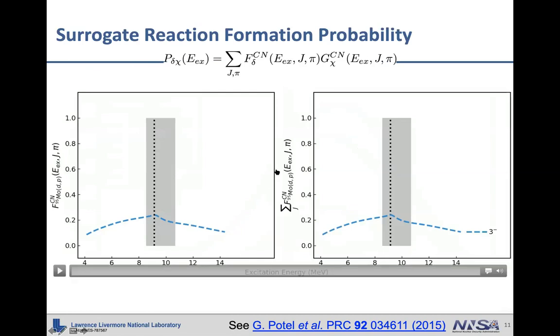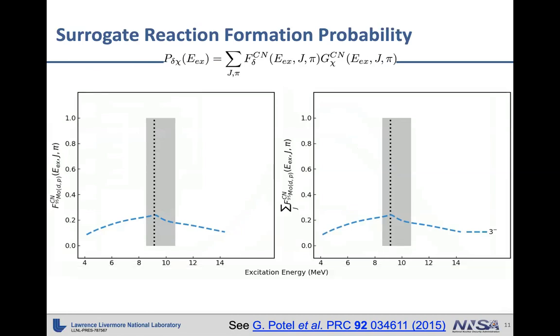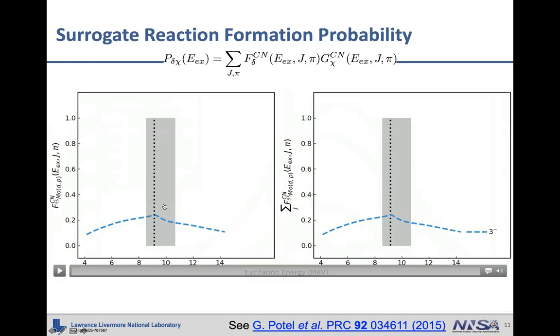You can also use this formalism to describe the formation probability for the entry spin distribution. So that's this quantity here and the equation that I showed you earlier. I'm going to show you a little movie here. Over on the left-hand panel, you see the individual contributions to this entry spin distribution, and over on the right, you see the cumulative sum of all of these distributions. This vertical dotted line again is the neutron separation energy, and the shaded area is the region in which we're interested.